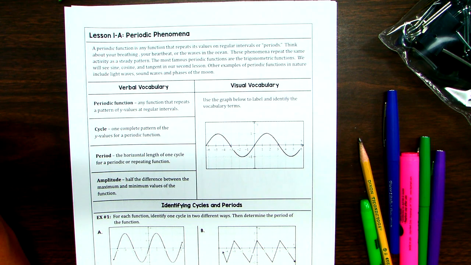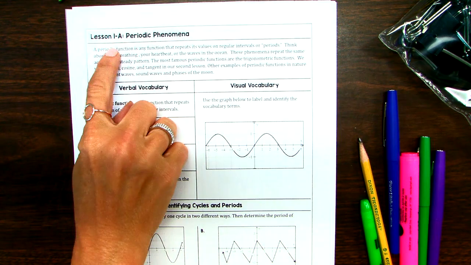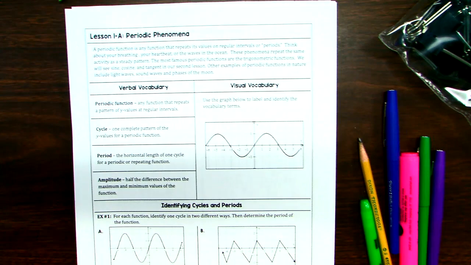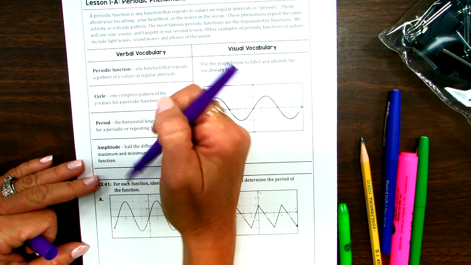We will see sine, cosine, and tangent in our second lesson. Other examples of periodic functions in nature include light waves, sound waves, and phases of the moon. Okay? So today and tomorrow, just kind of general, what is a periodic function or phenomena, and then we go into specific ones when we get to section 2. Whatever we call it. All right, so let's go through some vocabulary.